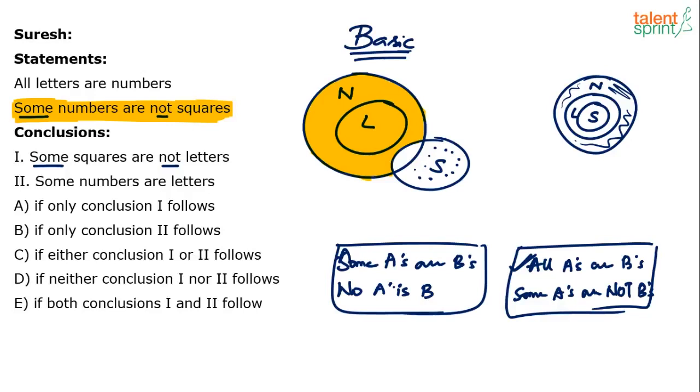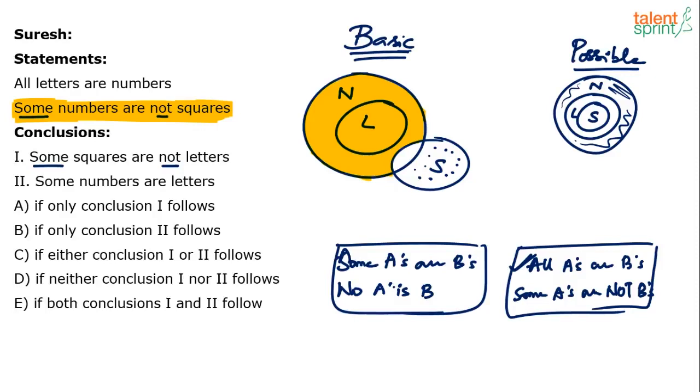This is a possible diagram that I have drawn. But I have drawn the possible diagram taking the converse of this given conclusion. Converse here is nothing but the complementary part of this conclusion. So when I draw all squares are letters, I don't violate any of the statements. Both the statements are followed, which means all squares can be letters. If all squares can be letters, how can you say some squares are not letters? See, some squares are not letters fails in this possible diagram.